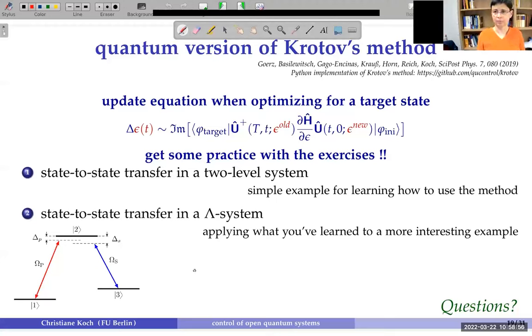Okay, and then as a slightly more complex example, here's again this three-level system, also called lambda system because of the shape here. And with these two fields, which are called the pump and the Stokes. And again, you want to look at various versions of state transfer. And what you'll see there, we have provided both a variant for a closed quantum system, but also for an open quantum system. And the solutions will not necessarily be the same.